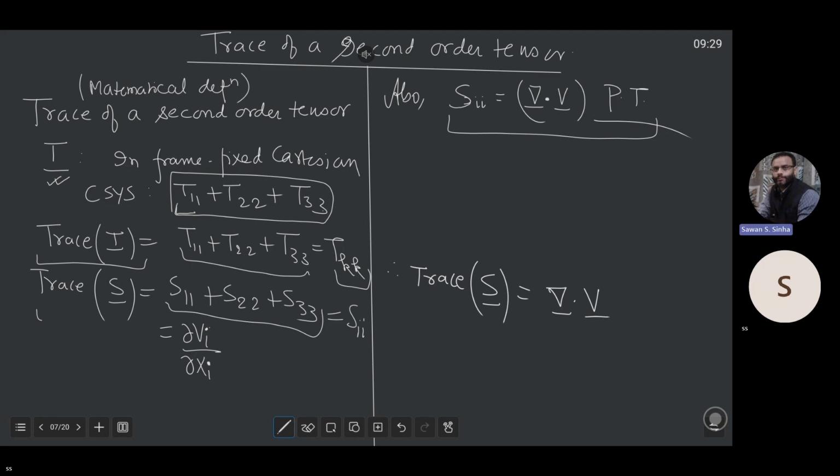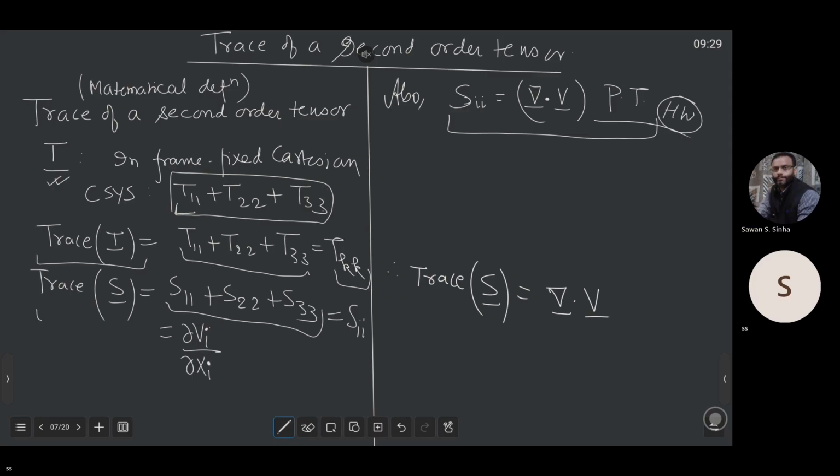I heard, yeah, divergence of velocity field. You go back and check. When del acts on a tensor with a dot product, we call that divergence of that tensor. This is divergence of velocity vector. You can show that S_ii is this. I leave this as homework. Further exercise on index notation.